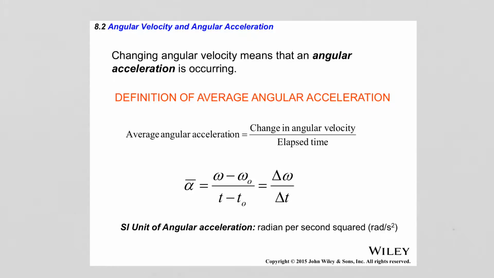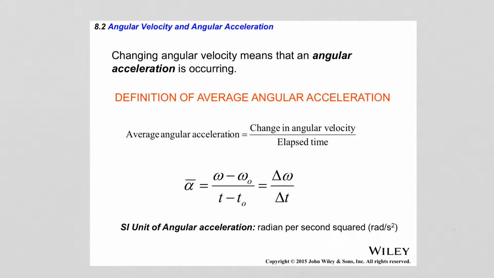Well, since there is a change in angular velocity, whether that is an increase or decrease, that means that there must be acceleration in the motion of this point, and in general, the motion of the entire disk. So, changing angular velocity means that an angular acceleration is occurring. The angular acceleration is defined as the change in angular velocity divided by elapsed time.